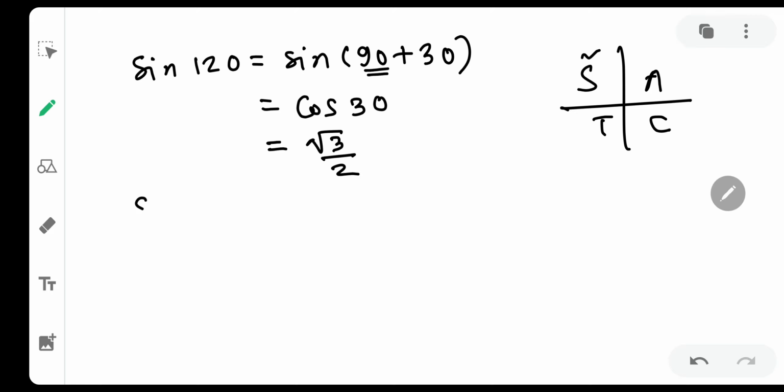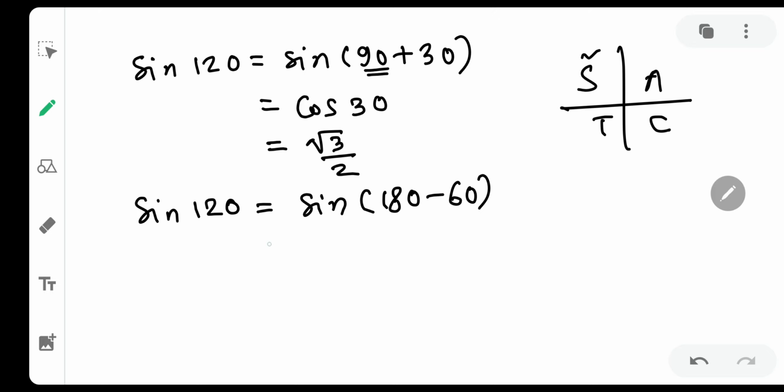Now the same sum I will solve with a 180 jump. How? Let us see. 120 can be written as 180 minus 60. Now 180 minus 60 or 120 lies in the second quadrant, and in the second quadrant sine and cosec are positive. So this sine will remain positive and this jump is 180. So rule number 3 says that there is no change. Hence the answer will be sine 60. So sine 60 will be root 3 by 2.